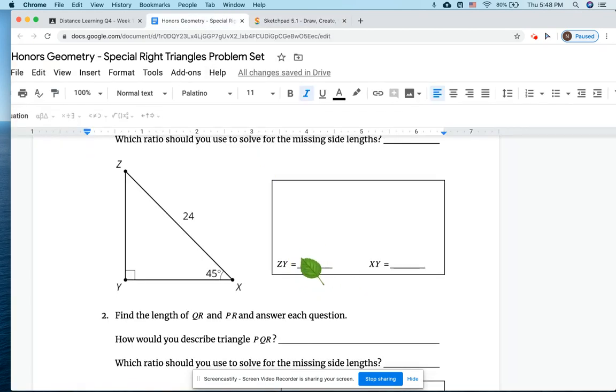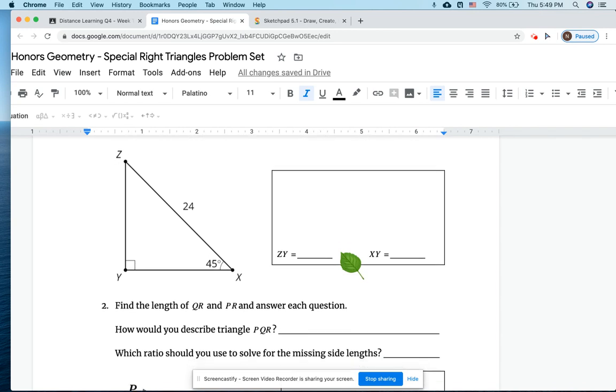And when you show your work, make sure that you show the process of finding the answer, 12 root 2, and then type those answers here. And when you do your typing, it's totally fine to delete the blanks as you go.